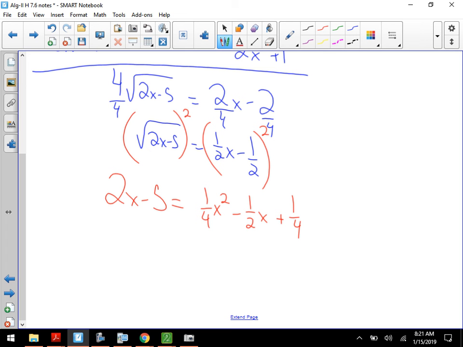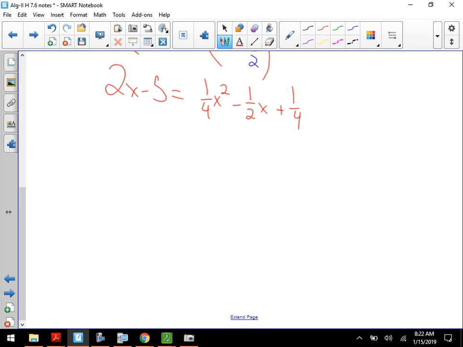What are you going to do now to get rid of all of those fractions? Multiply everything by 4. Very good. Just like we did with rational stuff last semester, when you had large equations with fractions in them, get rid of the fractions by multiplying by the least common denominator. So if you multiply everything here by 4, we get 8x minus 20 equals x squared minus 2x.